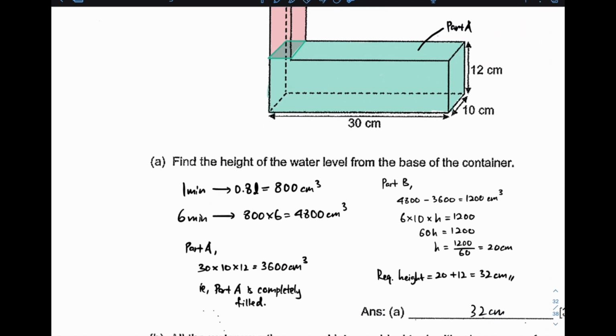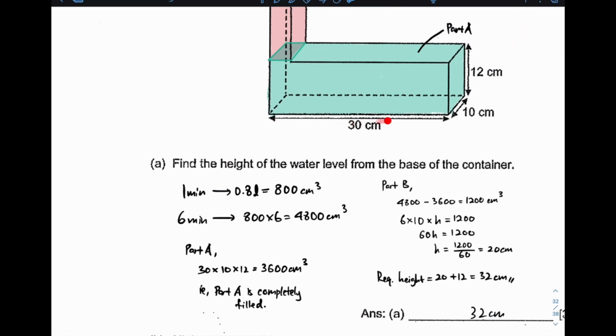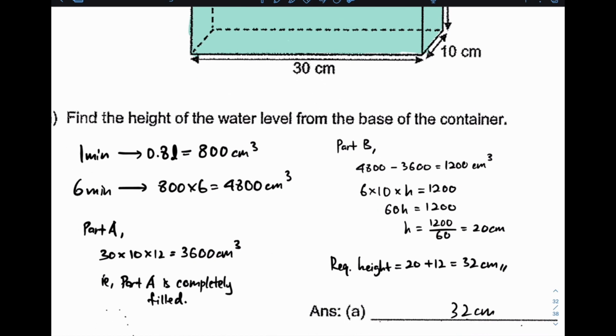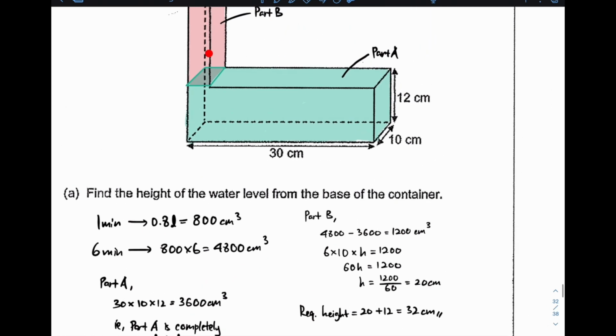Now, let's find the volume of part A, shall we? It is basically length times breadth times height. So, 30 times 10 times 12. So part A is going to be completely filled because the water that came in that 6 minutes is more than the capacity of this green part A. Yeah, that means an outstanding of 1200, right? So 4800 minus 3600. This amount was occupying part B up here.